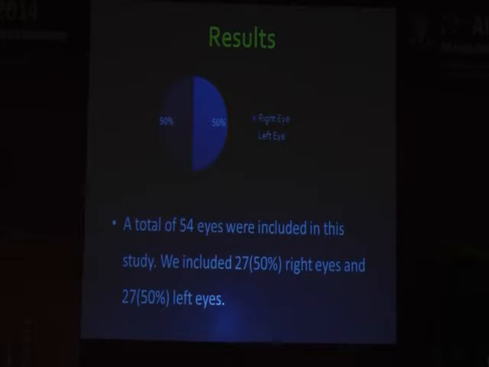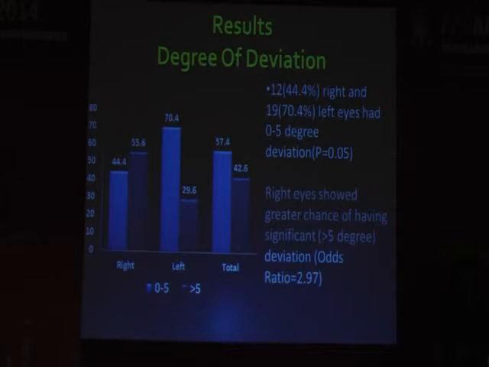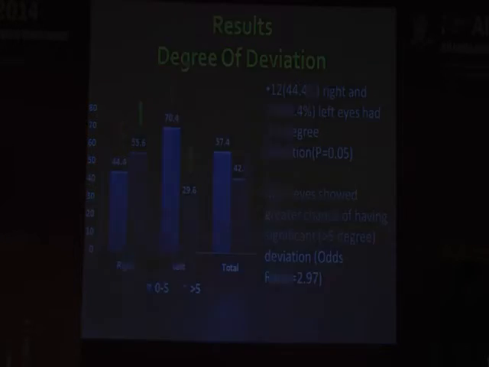Moving on to the results, we had 54 eyes, and coincidentally an equal number of both eyes, 27 in each. The first thing we looked for is the degree of deviation. The right eye had 44% and the left eye 70% showing 0 to 5 degrees of deviation. And the right eye showed a significant amount of variation when it was more than 5 degrees.